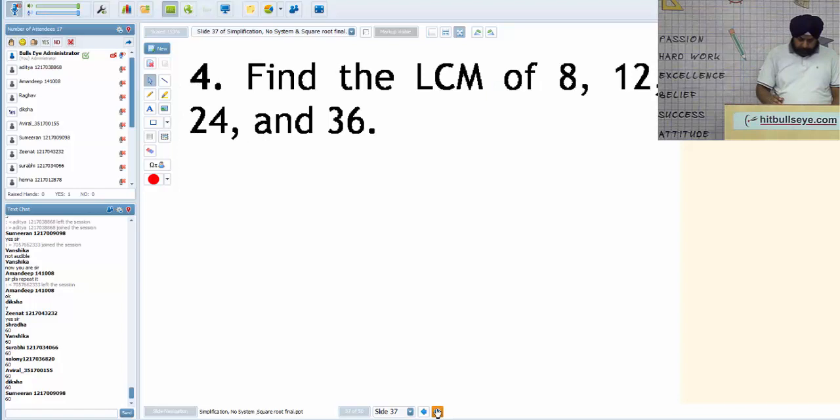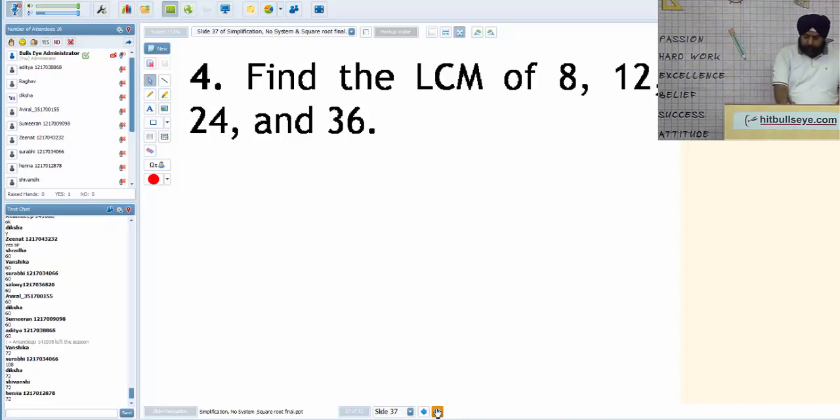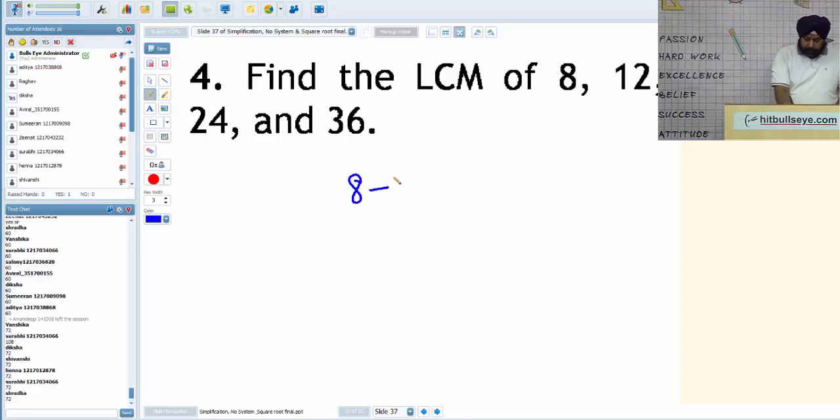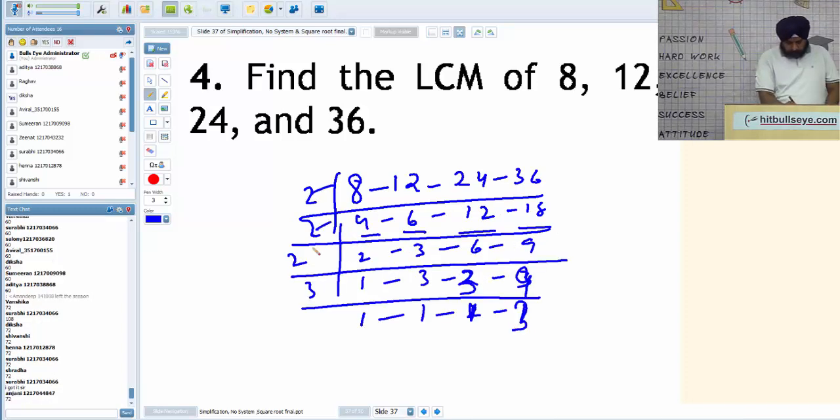Okay. Find the LCM of 8, 12, 24, 36. Quick. Very easy. Surbhi, it's not 108, it's 72. Yes, I would like to do it for you. 8, 12, 24, 36. Divide by 2: 4, 6, 12, 18. Again by 2: 2, 3, 6, 9. 2 into 2 into 2 is 8, 8 into 9 is 72, so 72 is the answer. Is it okay? Got it, Surbhi?